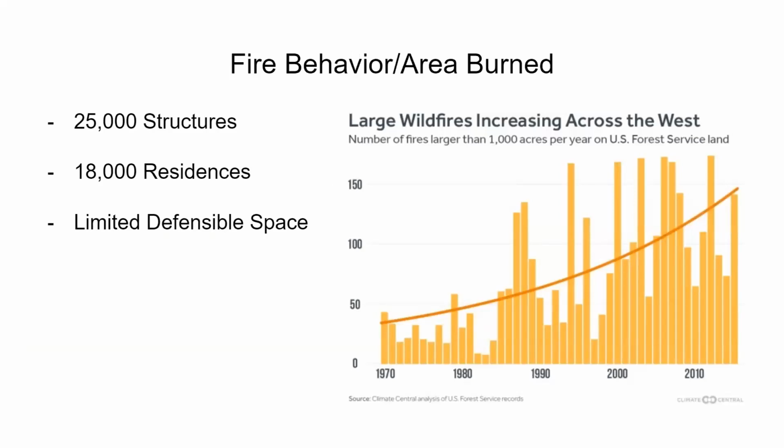Across the western U.S., the average number of fires over 1,000 acres, or large fires, has tripled between the 1970s and 2010s. In 2018, the U.S. lost more than 25,000 structures, and over 18,000 of these were residences. Tightly packed neighborhoods in the wildland-urban interface have limited opportunity for defensible space around the structure.